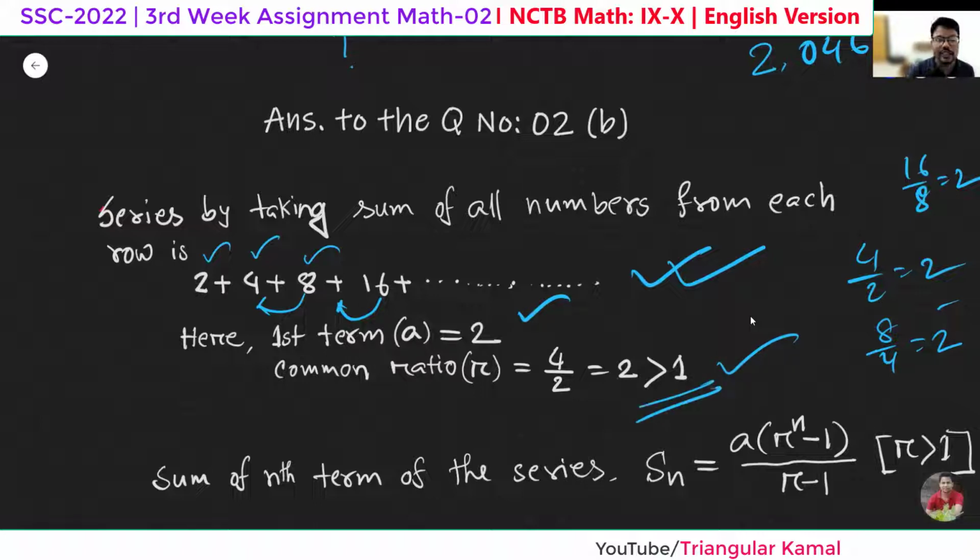We all know that in a geometric series there are basically two formulas for summation. When r is greater than 1, there will be one formula. When r is smaller than 1, there will be another formula.